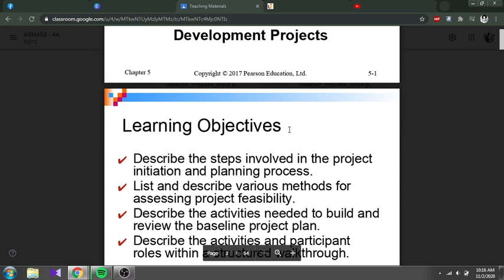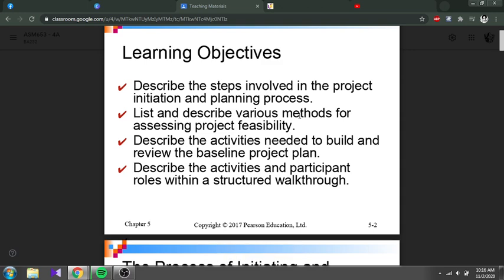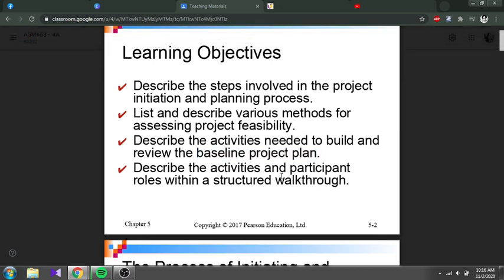After studying this chapter, you should be able to describe the steps involved in the project initiation and planning process. List and describe various methods for assessing project feasibility. This is the most important part here. And describe the activities needed to build and review the baseline project plan. We are going to have this baseline project plan at this stage. And the last one is to describe the activity and participant roles within a structured walkthrough.